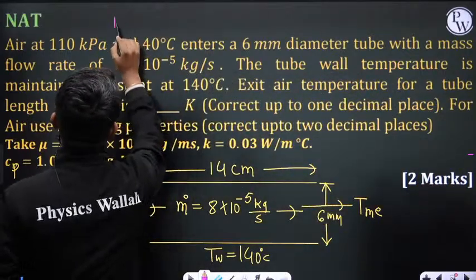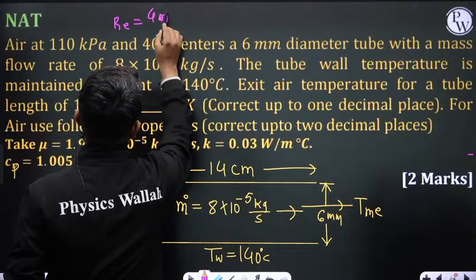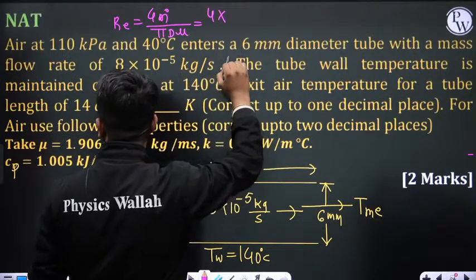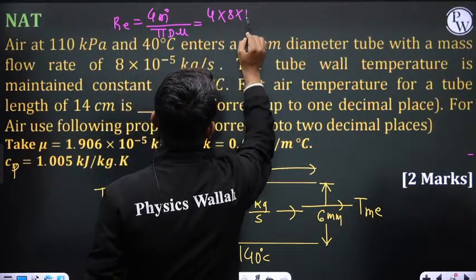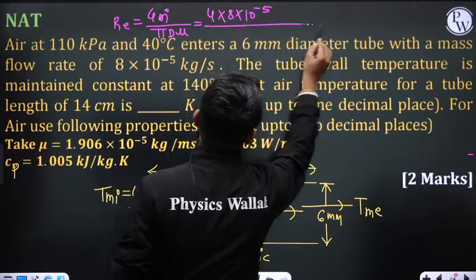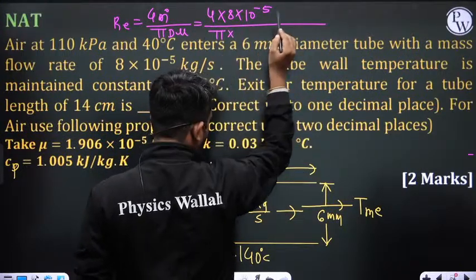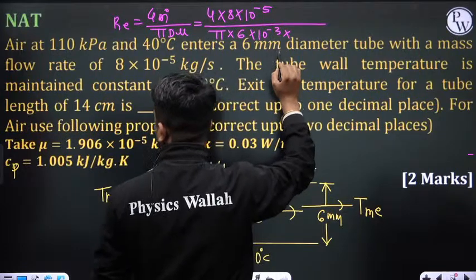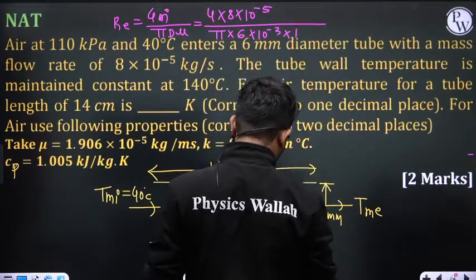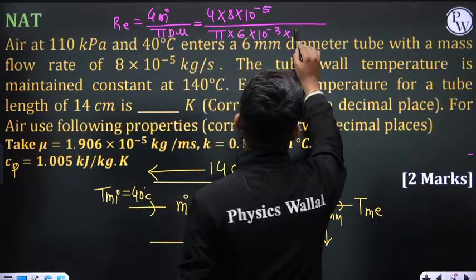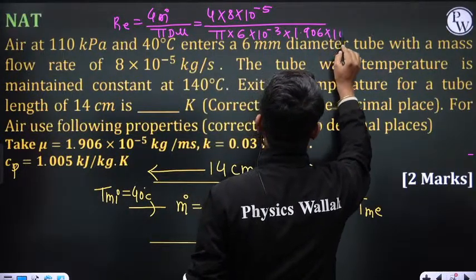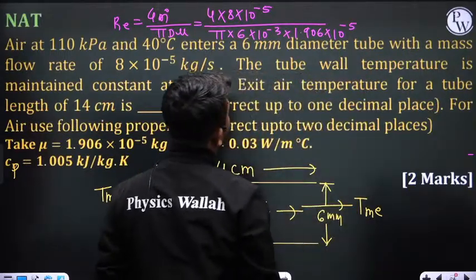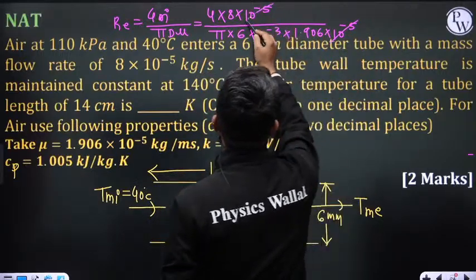I'm calculating here. Reynolds number is equal to 4 m dot divided by pi d mu. This is 4 multiplied by the m dot, 8 into 10 to the power minus 5, divided by pi multiplied by 6 into 10 to the power minus 3 into 1.906 into 10 to the power minus 5 kg per meter second. So this 10 to the power minus 5 is cancelled out.